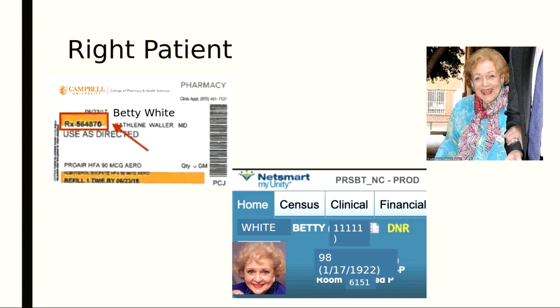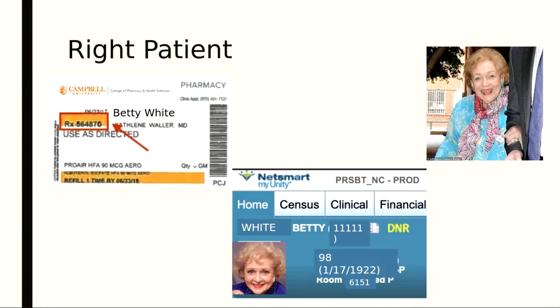We know that oftentimes the photos that are kept in MyUnity may not be up to date and give us the most up to date or even healthy photo of our residents, but we want to make sure we're doing all the things we can to verify the identity before we administer any medications. For this particular patient, her name is Betty White. We can see her photo here in the chart and then her in real life.